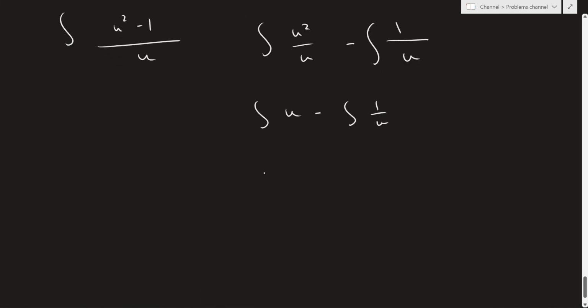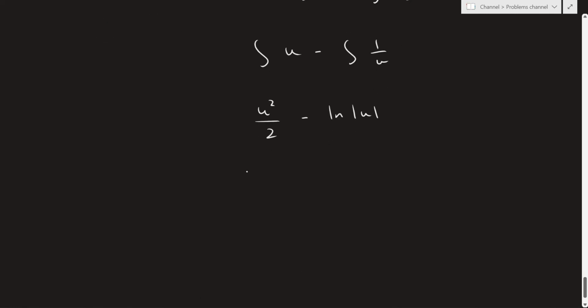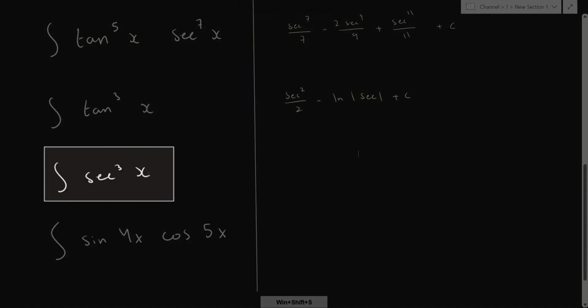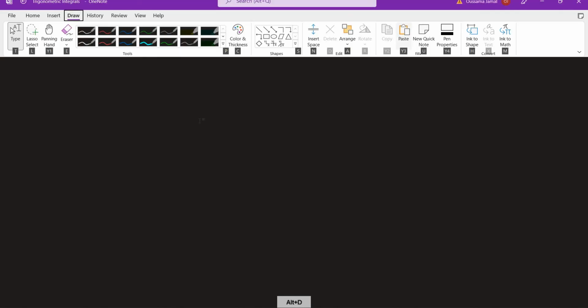So now we integrate. u will be u squared over 2, while 1 over u will be ln u. Now replace u. We chose u to be secant, so it's secant squared over 2 minus ln secant plus c. This is your answer. Alright, so next question, secant cubed.